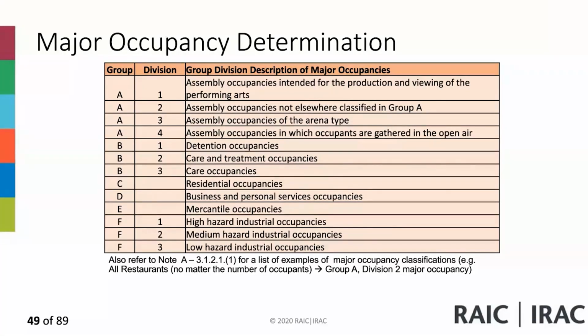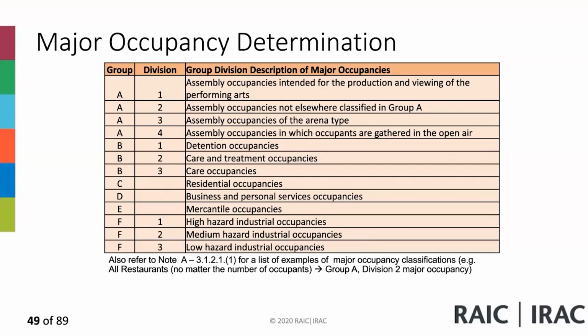3.1.2.1. Article 3.1.2.1 gives you all the different assemblies. For us, we know the assembly occupancy. A1 is occupancy intended for production and viewing of performing arts. A2, assembly occupancy not classified elsewhere. A3, assembly occupancies of the arena type. A4, assembly occupancy in which occupants are gathered in the open air. So that's for assembly occupancies.